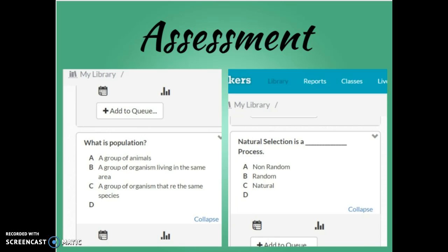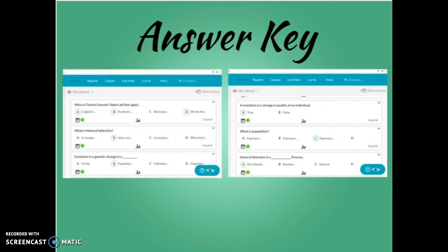Now that you have all your answers selected, we're going to go to the answer key to check your answers. Question 1 answer is A, B, and D. Question 2's answer is B, and question 3's answer is also B. Question 4's answer is true. Question 5's answer is C. And question 6's answer is A.